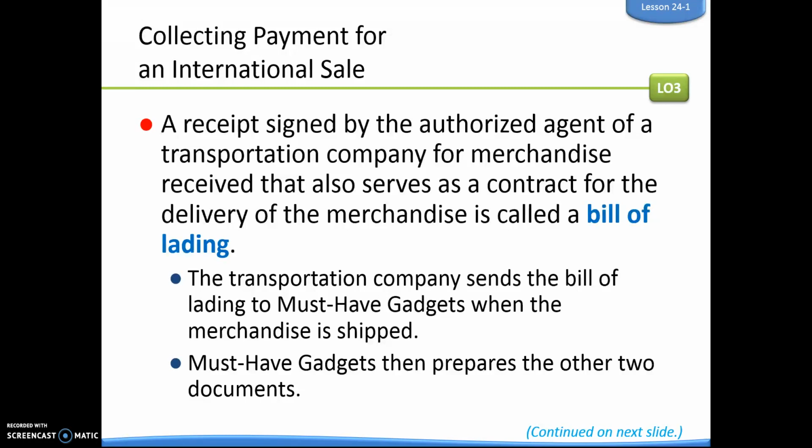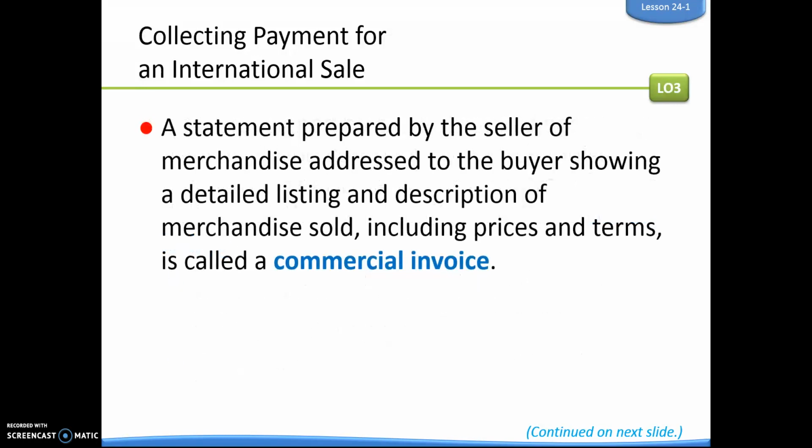Must Have Gadgets then, because they have shipped the stuff, ends up preparing these two other documents. The two other documents are a commercial invoice, which is simply a statement prepared by the seller, which is Must Have Gadgets, and it's addressed to the buyer, showing a detailed listing and description of the merchandise sold, prices, and terms. That's all it is. We just call it a commercial invoice. You've heard it before as a sales invoice. When we're going internationally, we call it commercial.